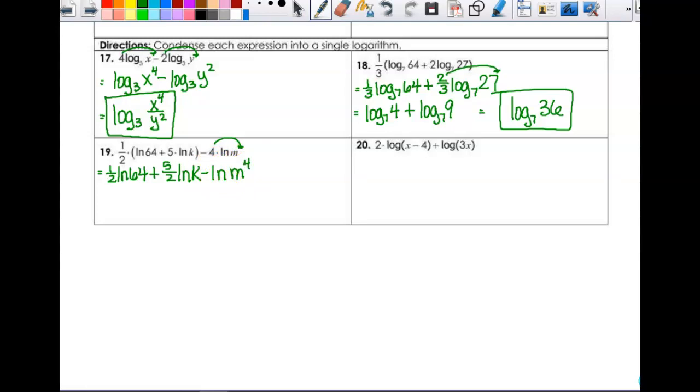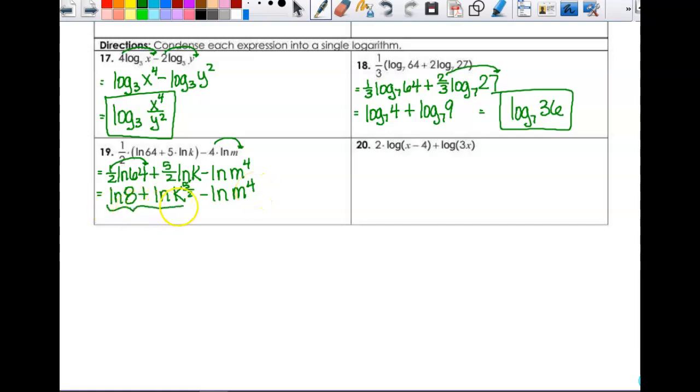Right. So then I'm going to use this 1/2 becomes the exponent up here, so 64 to the 1/2 power is the square root of 64, which is 8, plus this 5/2 becomes an exponent on k, so plus the natural log of k to the 5/2 power, minus the natural log of m to the 4th.